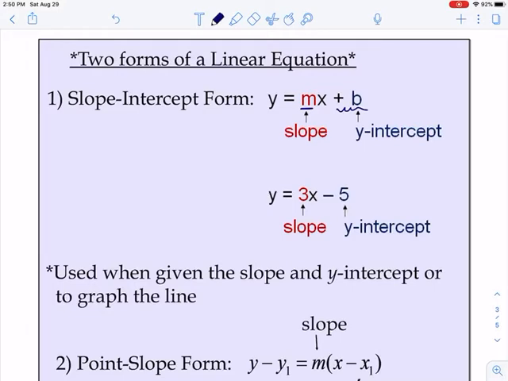Okay, you always want regular old x and regular old y in the equation. So if I were to give you y equals 3x minus 5, and I wanted to know what the slope and the y-intercept are, the coefficient of x there, the slope, I know you can see it highlighted, but just to write it again, is 3. And your y-intercept, again, always take the sign that's in front of the number. That's going to be a -5. Okay, so when are you going to use this equation? It's used when given the slope and the y-intercept, or to graph the line.